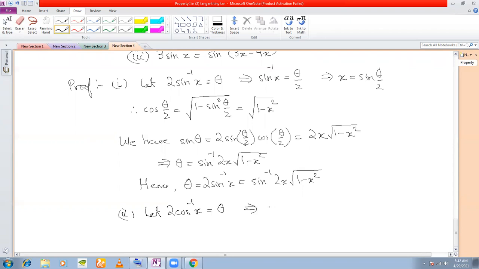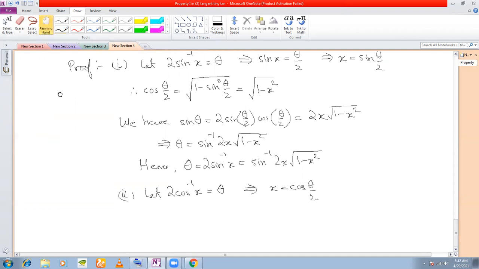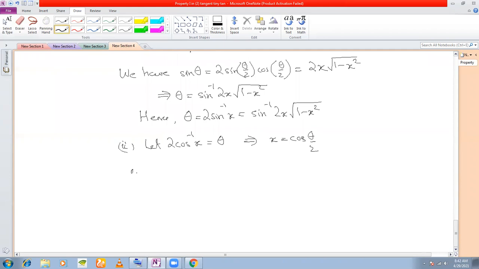That means x is equal to, just as above, cos theta by 2. Now see here, we are converting cos to a cos. So which multiple angle relates cos to a cos? If you remember, cos 2 theta is equal to 2 cos square theta minus 1, isn't it? So we can write cos theta is equal to 2 cos square theta by 2 minus 1. Now put the value, you get 2x square minus 1.